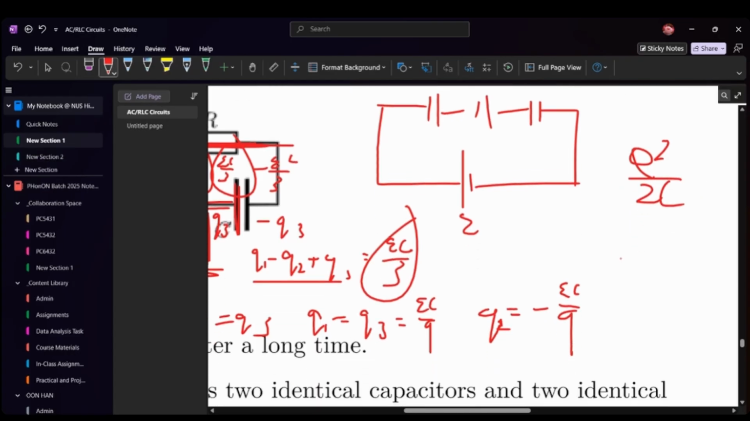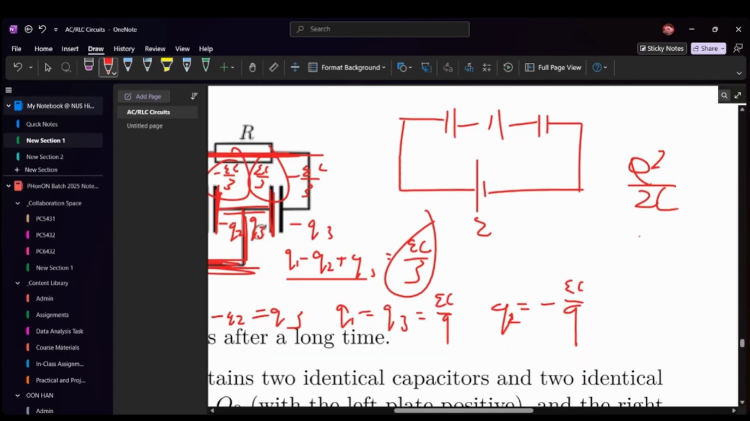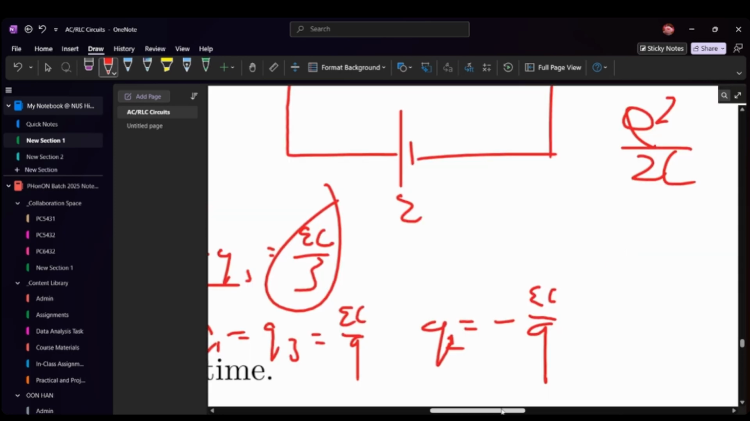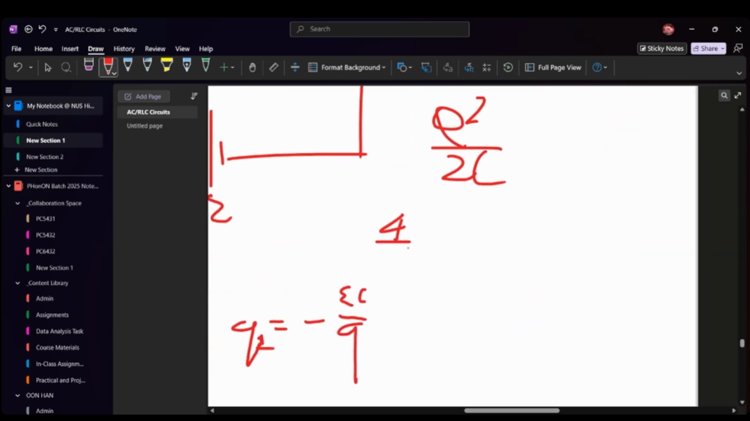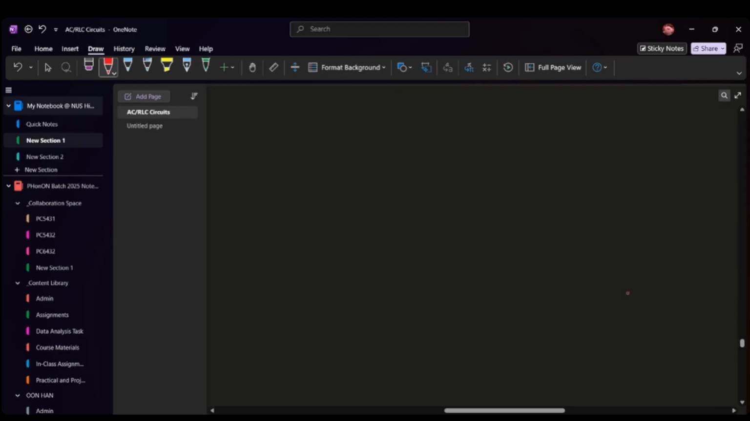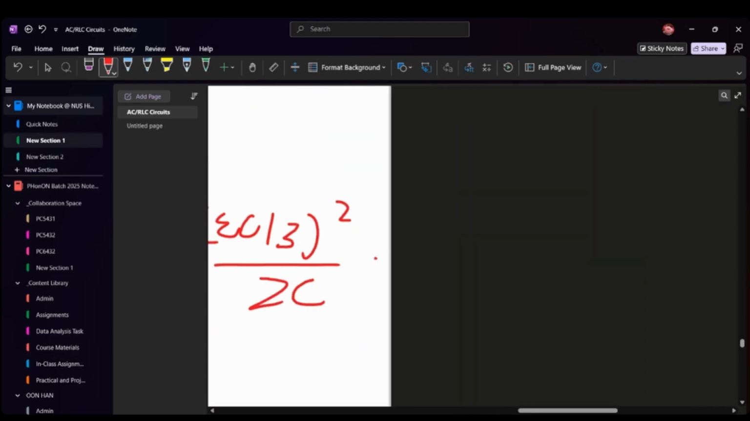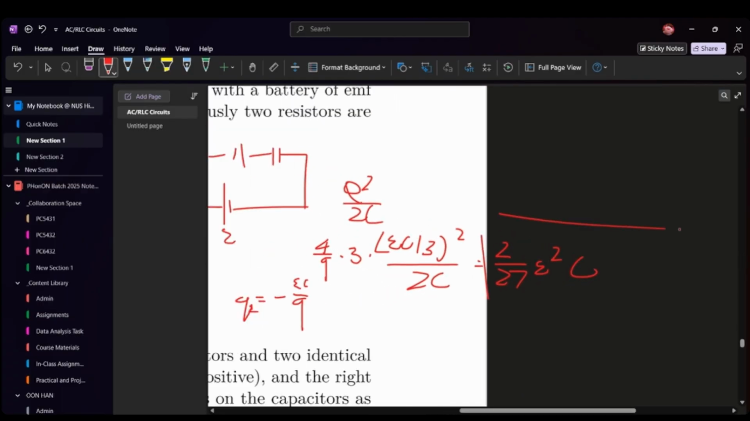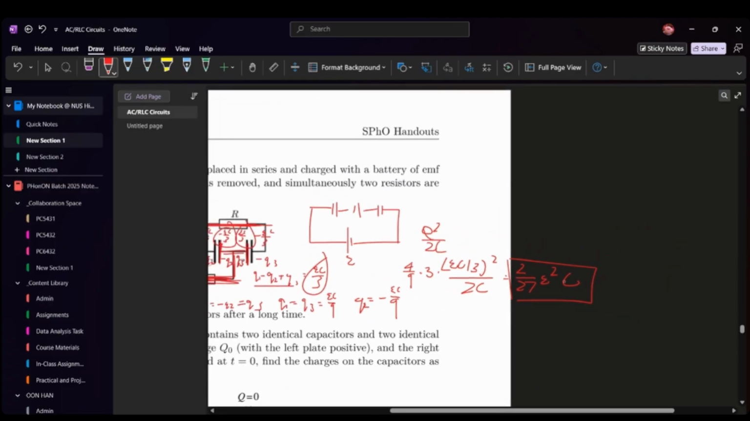So what is the thing that's dissipated by each resistor? Again, as I said, this thing is symmetric, so it's half, right? So each of it is actually 4/9 of the original energy. And the original energy is 3 times this initial charge. Substitute here, and this actually gives you 2/27 epsilon squared C. And this is the total energy that's dissipated by each resistor.